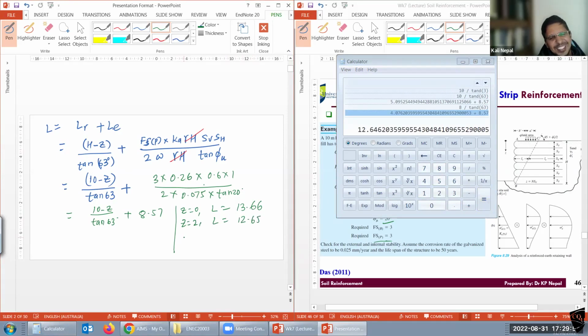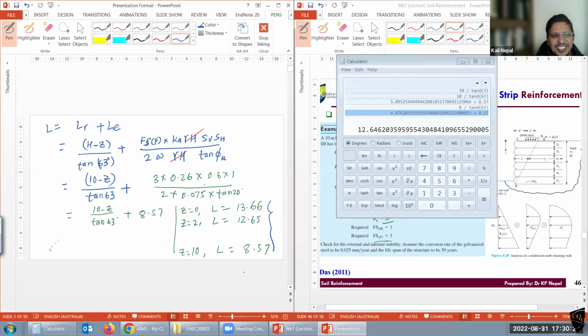Maybe I want to check, just go down to the bottom first, right? At 10 meters, what happens to L? If Z is 10, that means that's 0, isn't it, right? Yes. The Rankine wedge starts from the bottom of the wall. You see how easy that is, right? So that means there is no length for that part, only the other part, Le, is there. It's good.